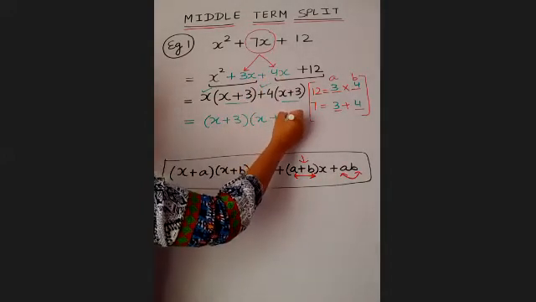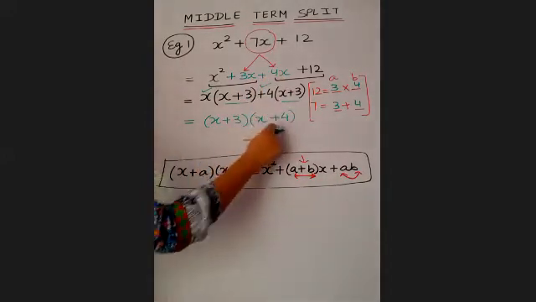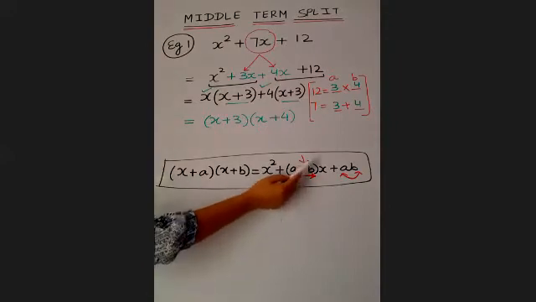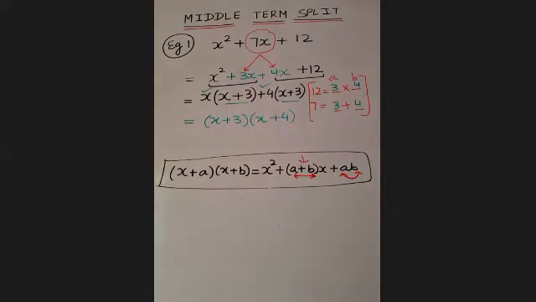So this is a factorization. Can you see, children? A and B were 3 and 4. We are getting the final answer as x plus A, x plus B. So this identity is doing nothing but applying the middle term split method. All right.